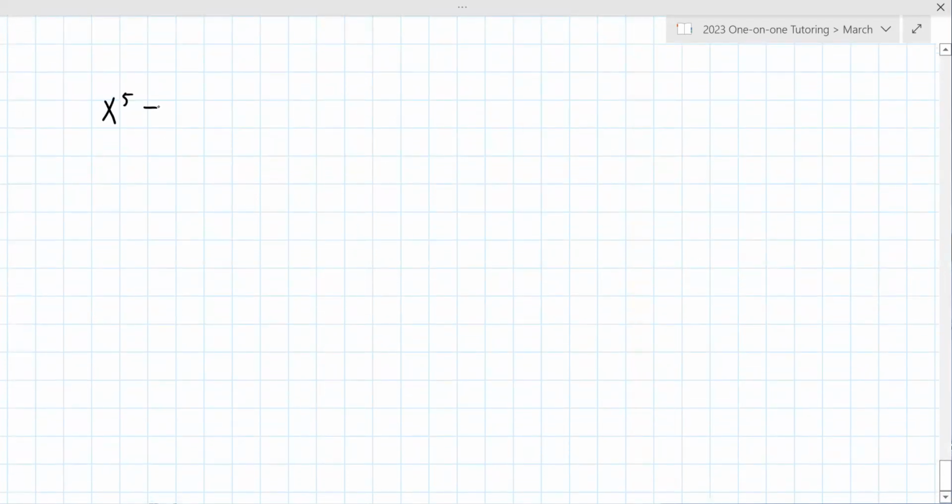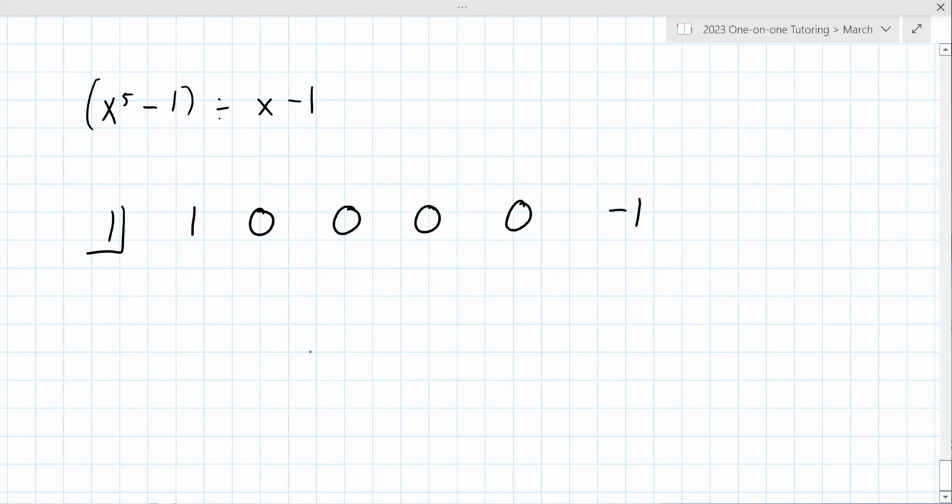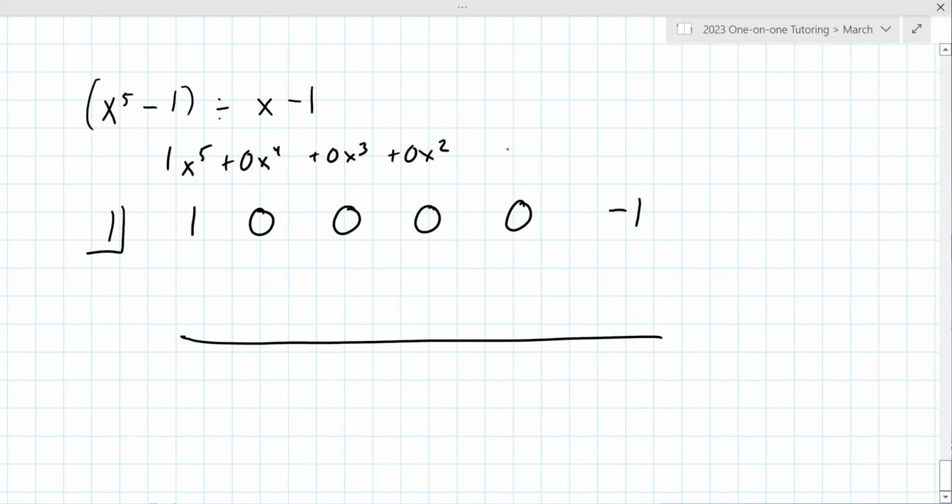So let's look at one of these sort of awful ones. Let's say you want to do x to the 5th minus 1 divided by x minus 1 using synthetic division. 1 goes in the box, okay? And then it's 1x to the 5th, 0x to the 4th, 0x cubed, 0x squared, 0x minus 1. If you're not sure you remember that, you can write them out. But if you don't do this, your answer is completely wrong.